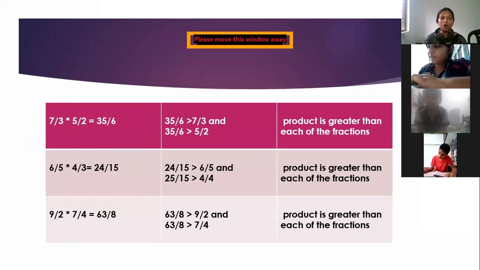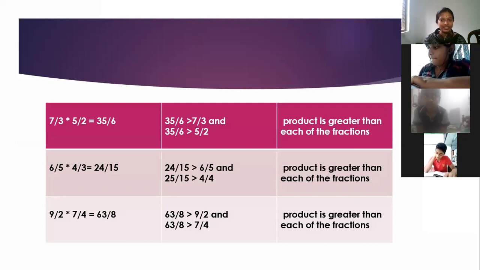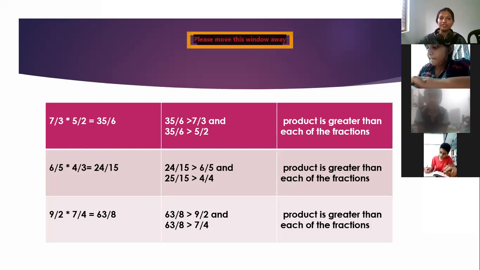Here some improper fractions are chosen for multiplication. In the first row, what are the improper fractions chosen? They are 7 by 3 and 5 by 2. Their product is given as 35 by 6. Then what is the approximate value of 7 by 3?